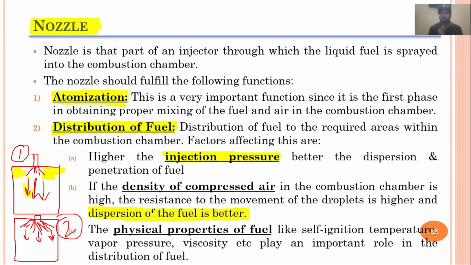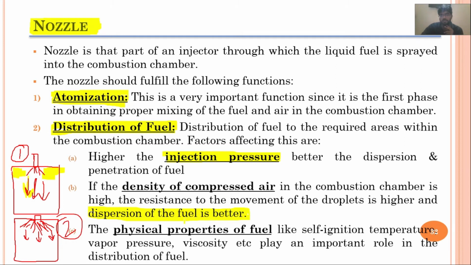So when we have higher compression ratios, the air becomes quite dense, and it will provide resistance against the penetration of the fuel, and it will give a better dispersion. Higher compression ratios will give better dispersion across the combustion chamber, but it will not allow the fuel to penetrate that much across the combustion chamber because of the presence of this highly dense compressed air.